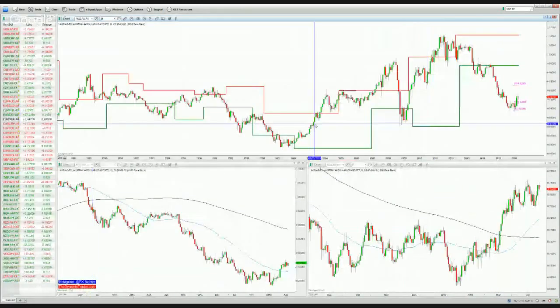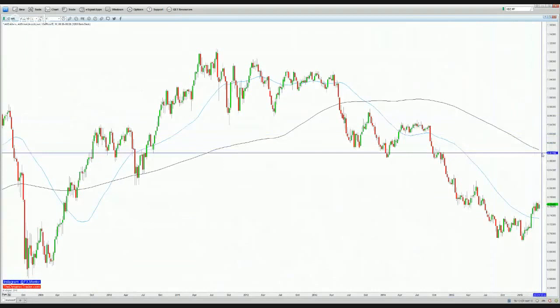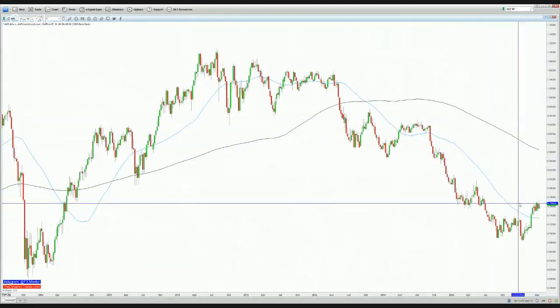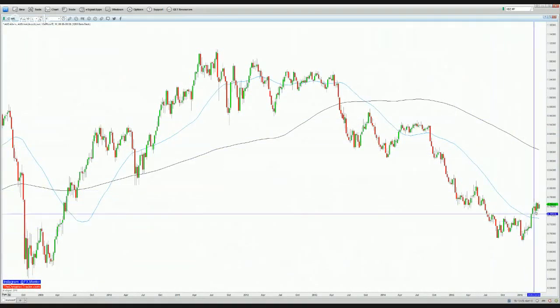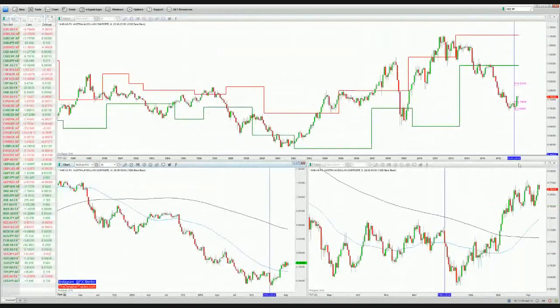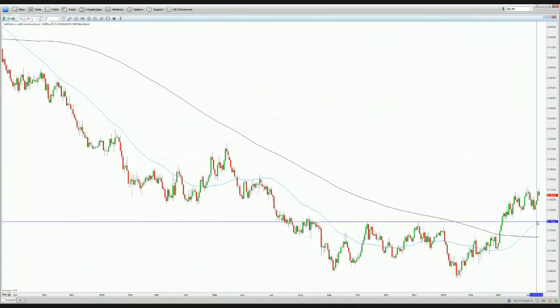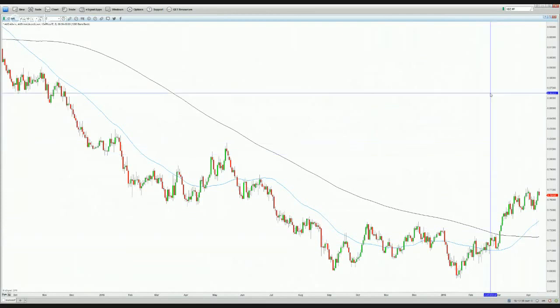In addition to that, we can see that price is also faced with the weekly 200 moving average as a level of resistance. So it's above the 50, which is acting as support. The 200 is acting as resistance. On the daily time frame, we've got the 200 moving average acting as support, and we've got the 50 acting as support as well. So the daily is looking good.